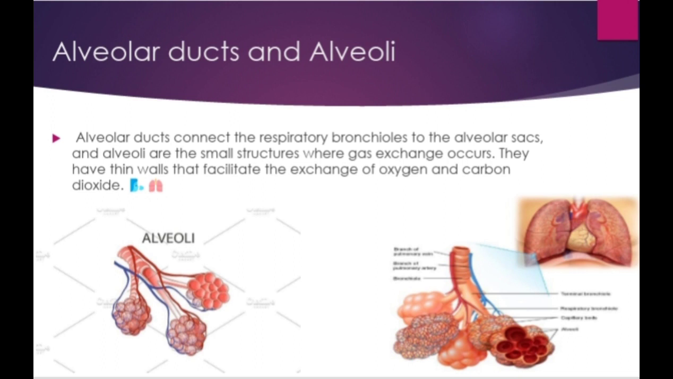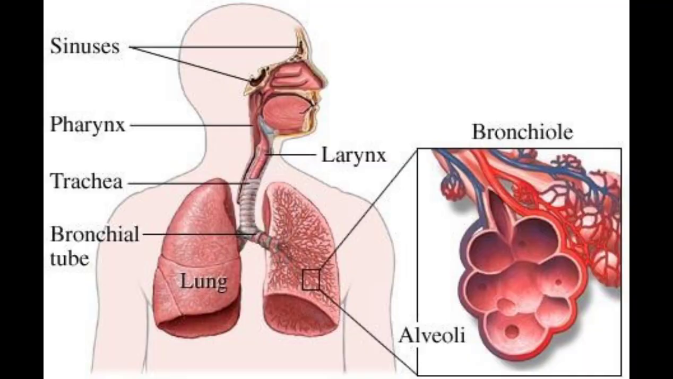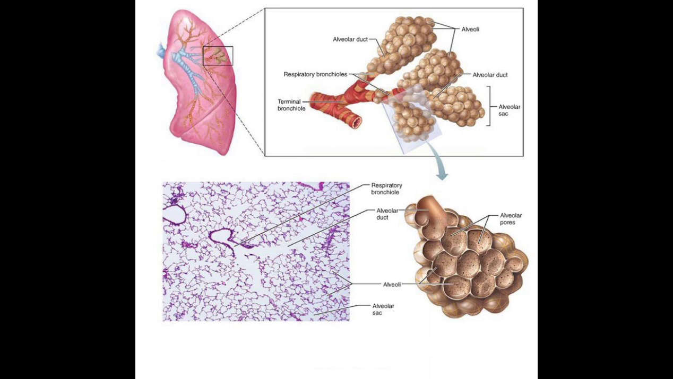Alveolar ducts. Alveolar ducts are narrow passageways that connect the respiratory bronchioles to the alveolar sacs. They are lined with smooth muscle and are surrounded by elastic fibers. The walls of the alveolar ducts are very thin, allowing for efficient gas exchange.